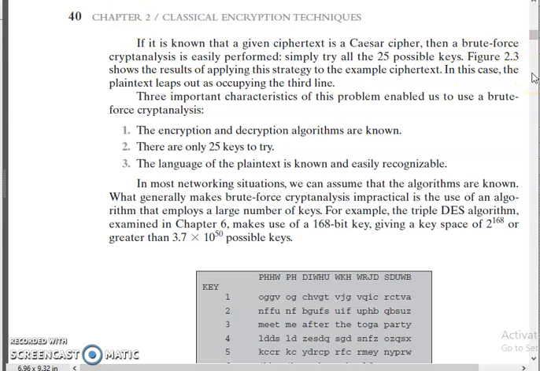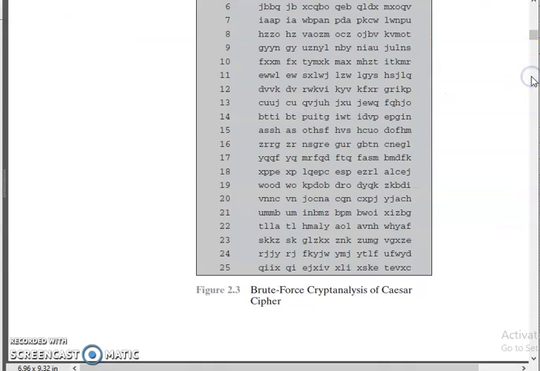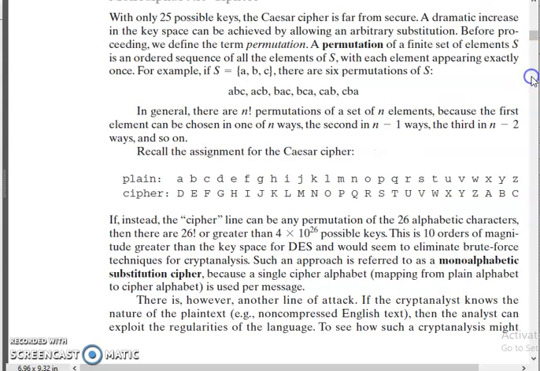Here, the drawback of the Caesar cipher is that there are only 25 possible keys, so the attacker can easily retrieve the plain text and the key from the Caesar cipher. So another encryption technique is the monoalphabetic cipher.